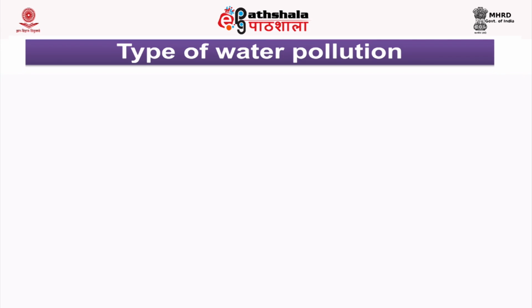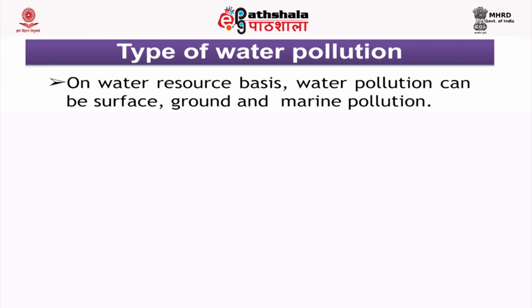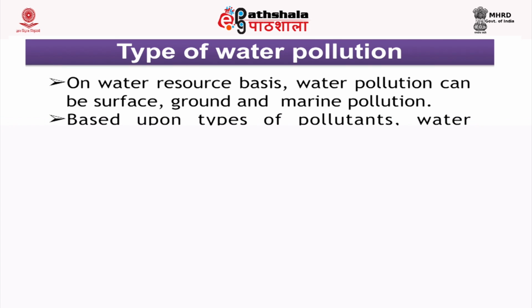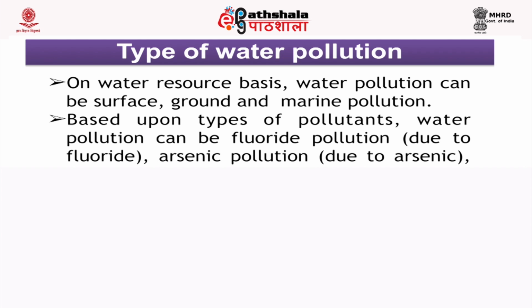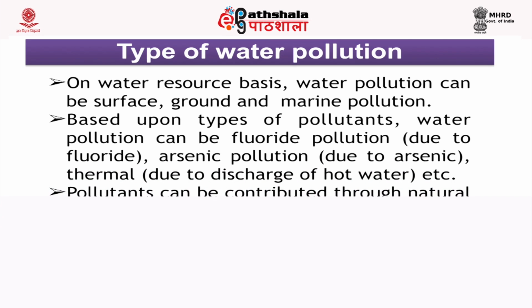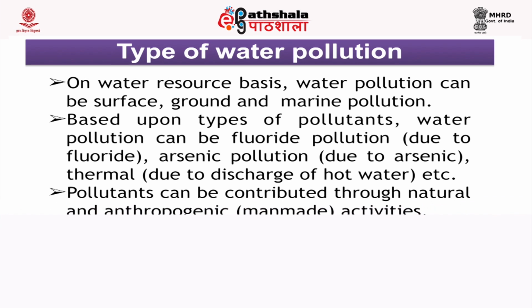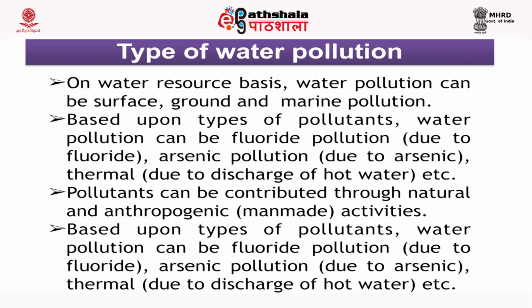Types of water pollution. On a water resource basis, water pollution can be surface, ground and marine pollution. Based upon the type of pollutants, water pollution can be fluoride pollution due to the presence of fluoride, arsenic pollution due to the presence of arsenic, and thermal pollution due to the discharge of hot water. Pollutants can be contributed through natural and anthropogenic or man-made activities.